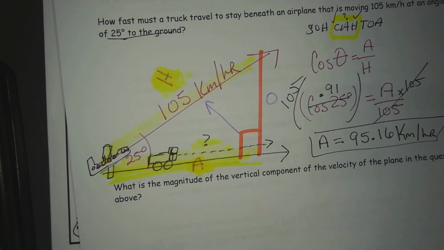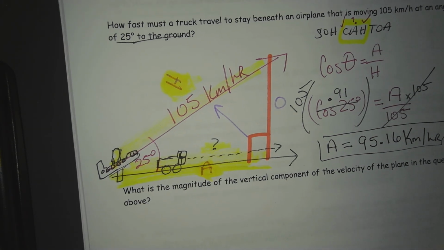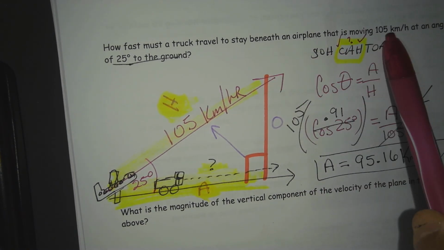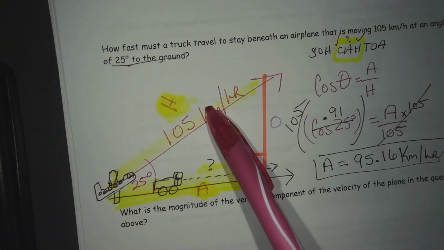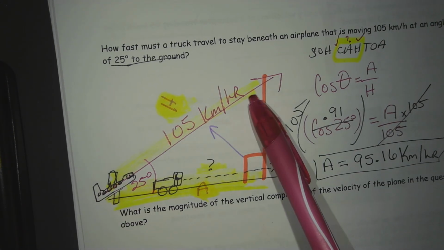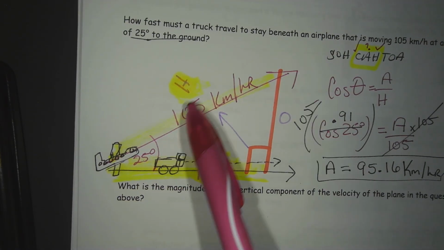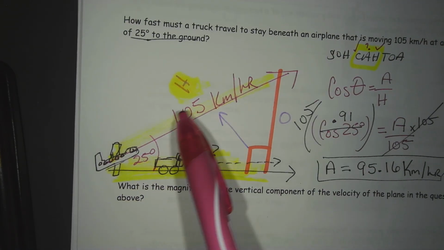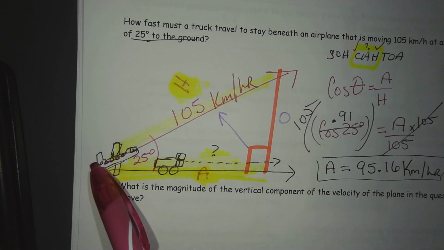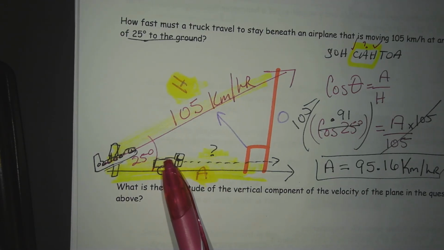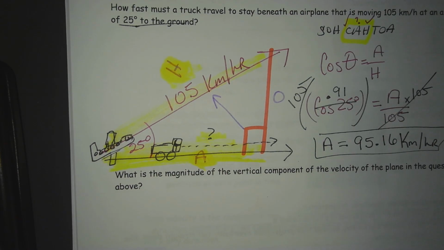I think he's asking how you knew to put 105 right there. Because the airplane's moving, here's the line that the airplane's moving along, and that line is 105. Because this line belongs to the airplane. This line belongs to the truck. Let's try it again.